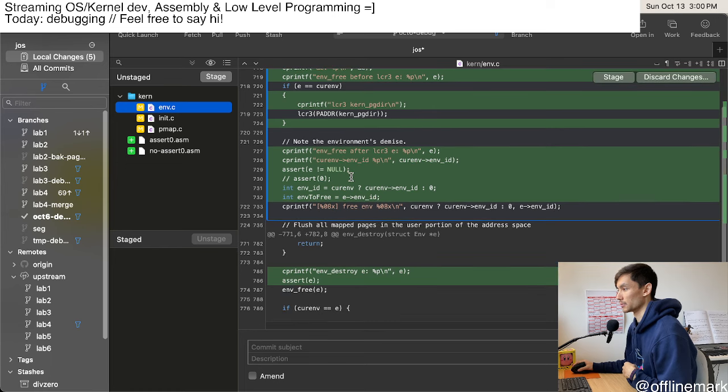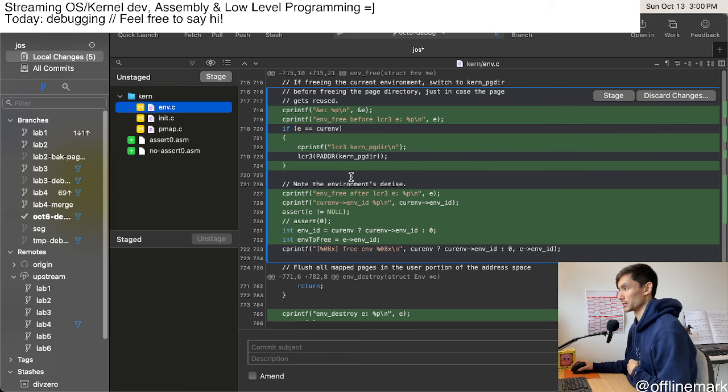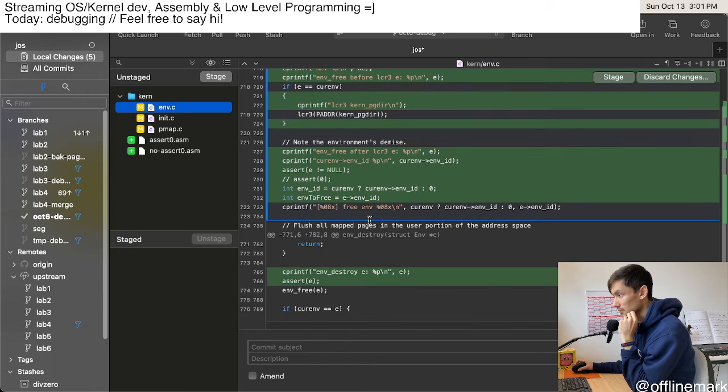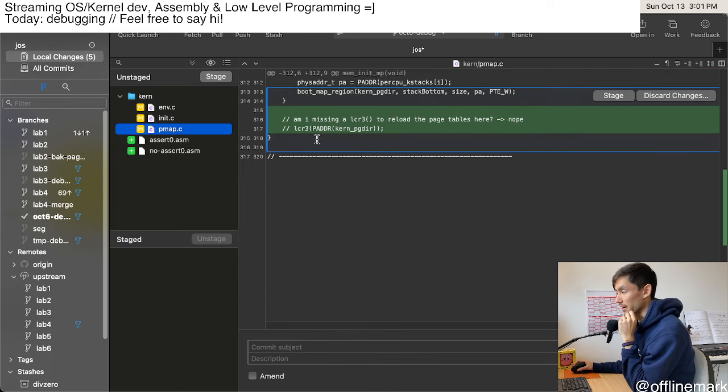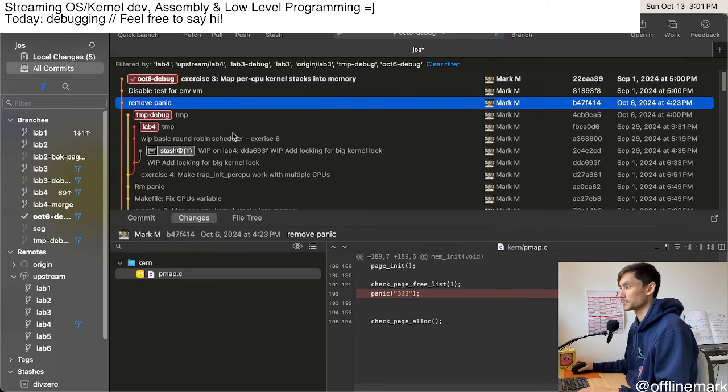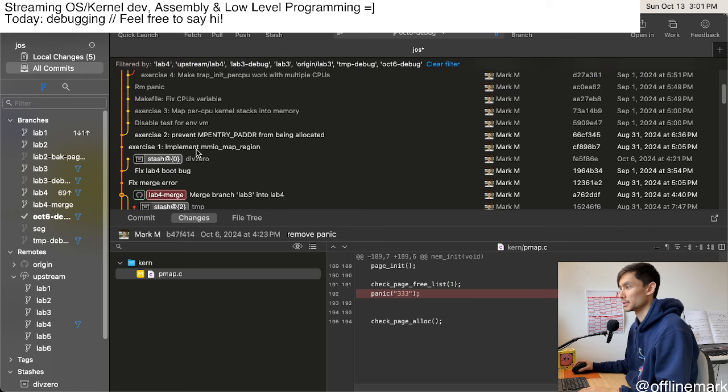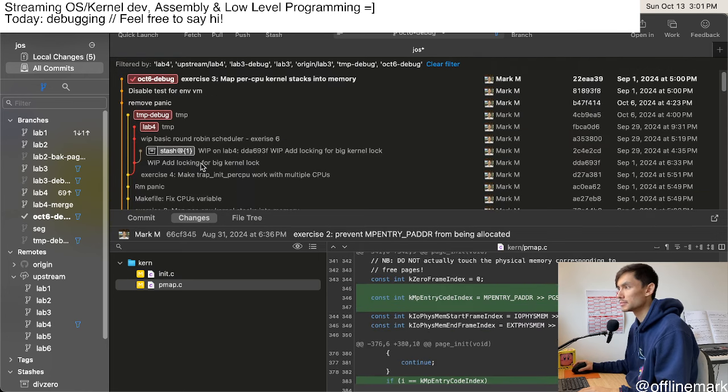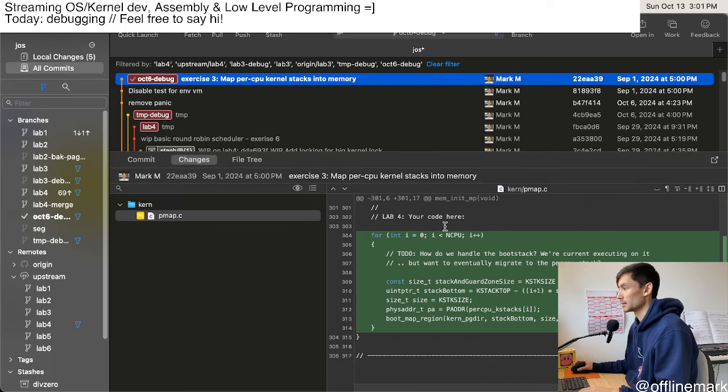Here I have the code for debugging this null pointer dereference, and I was just printing out a bunch of stuff and adding some asserts. Lastly, I have this little comment with a possible question about what might be wrong. Basically, what I discovered is I believe I have a bug somewhere here.